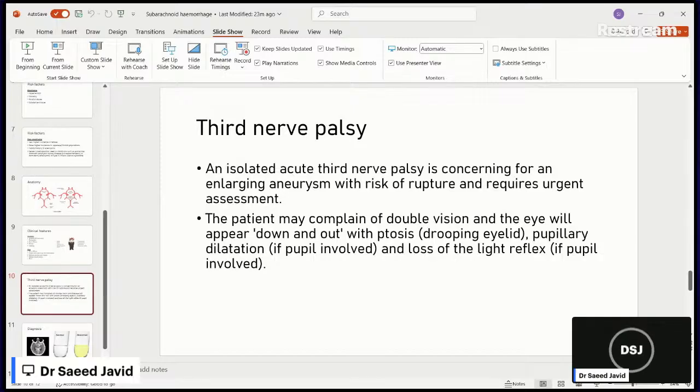Does that make sense? It's really important that anybody who comes in with a down and out pupil, you must escalate this as soon as possible. This is really concerning. If their eye is down and out, they could easily have what we call a third nerve palsy. Okay, so I hope that makes sense. Any questions, guys? Just put it in the chat, or even shout it out.